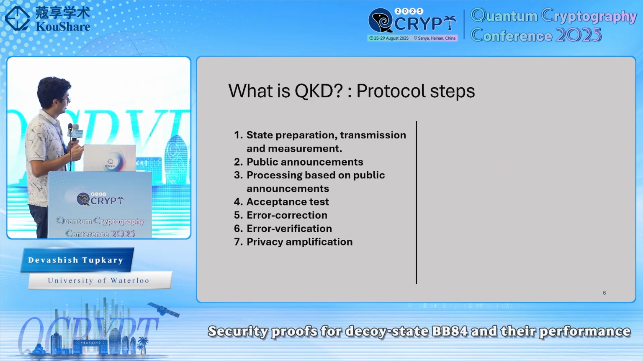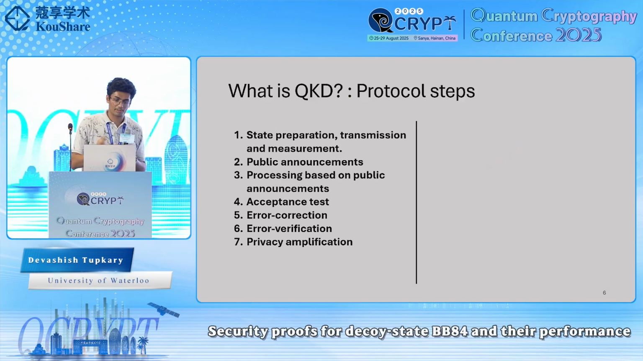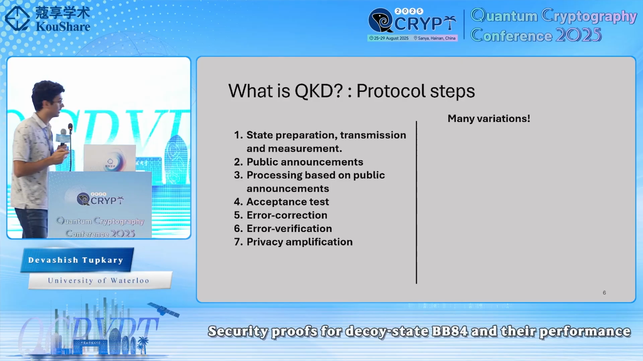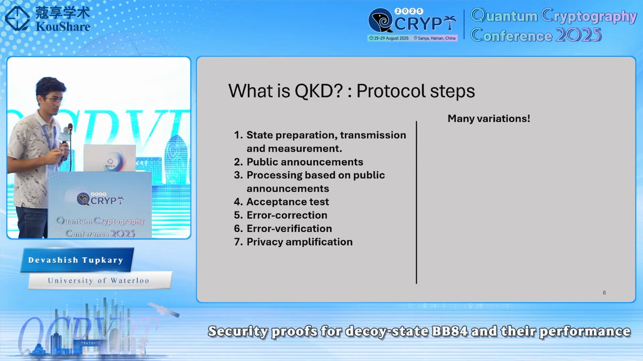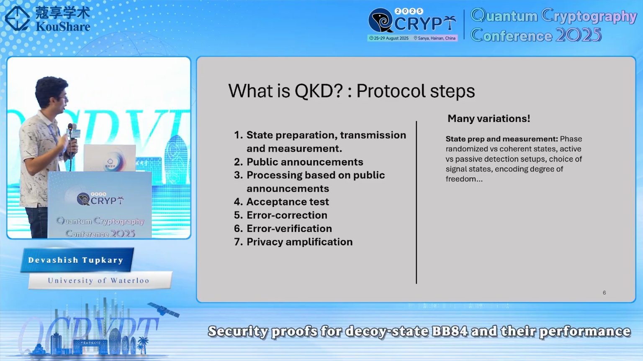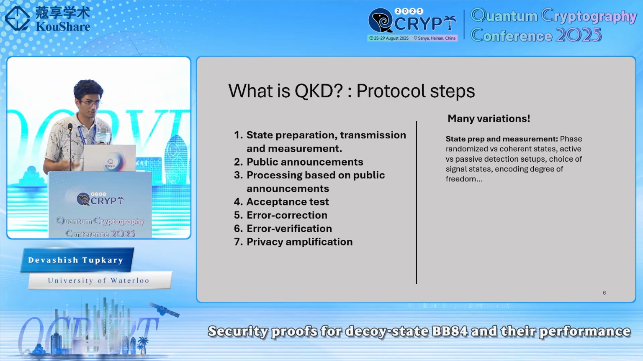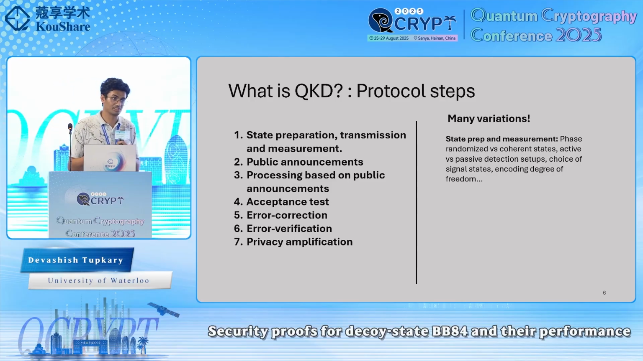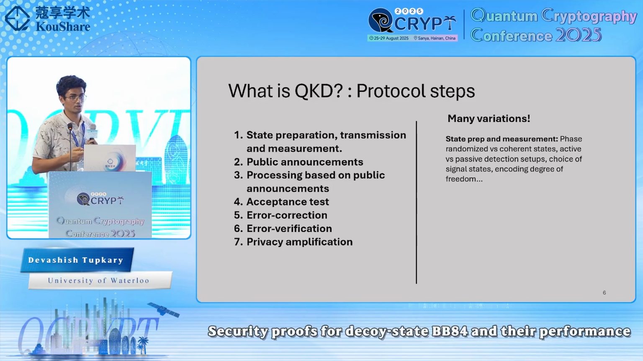Okay, so this is roughly what a typical QKD protocol looks like, but there are many variations possible. The obvious ones are, well, we have a lot of freedom in what states we choose to send and how we choose to encode them. Is Bob going to use active detection setups or passive detection setups, encoding degrees of freedom, etc. But we also have some more structural options available.